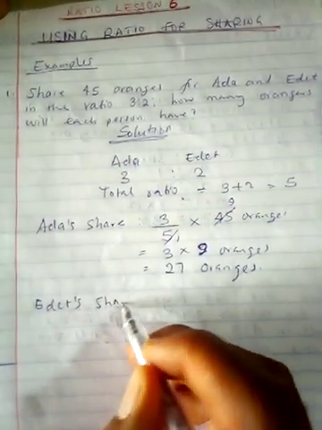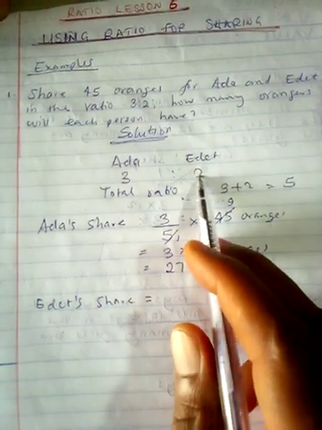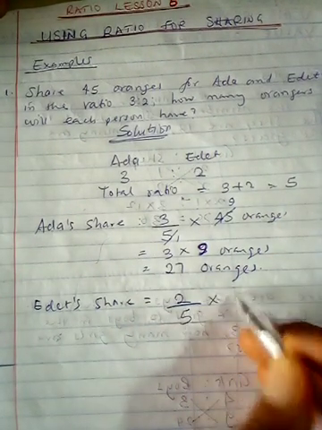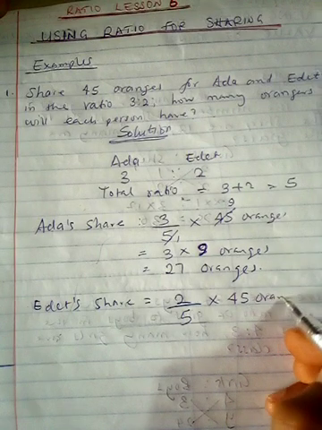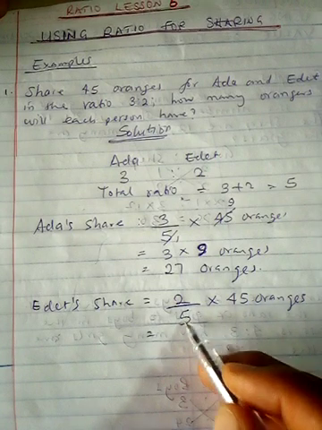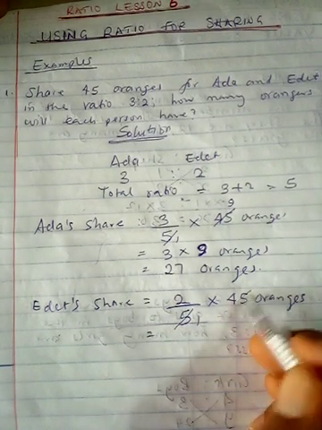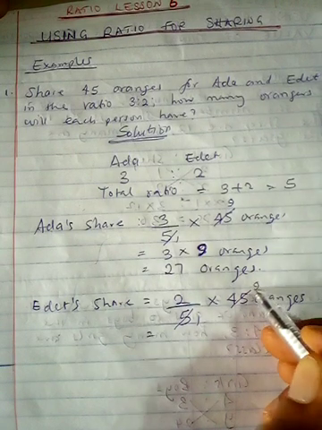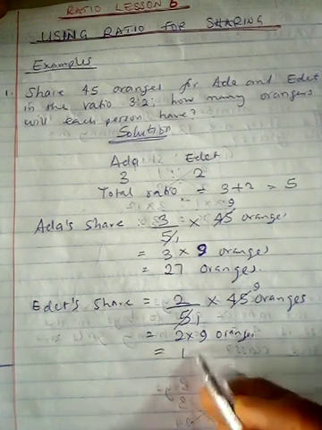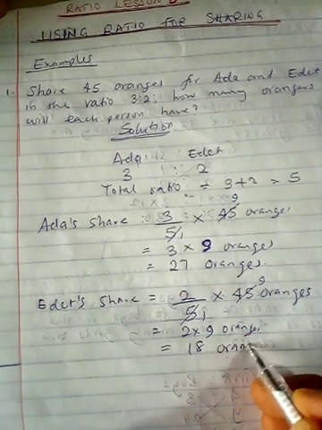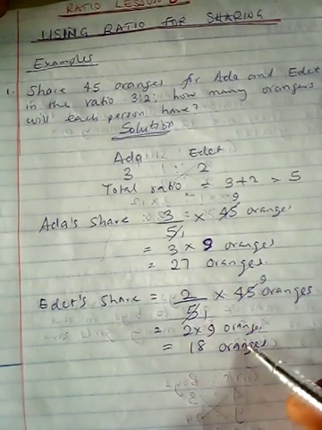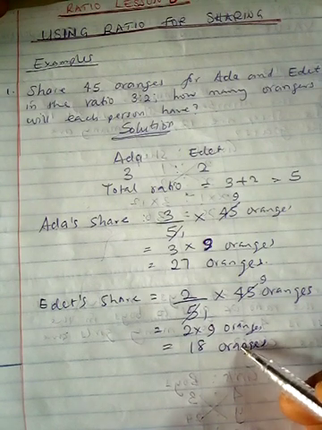Having done that, we are going to find Edet's share. You start with Edet's ratio, which is 2, over the total ratio, 5, multiplied by the quantity to be shared, which is 45 oranges. Now we simplify: 5 divided by 5 gives us 1, then 45 divided by 5 gives us 9. So we are left with 2 multiplied by 9 oranges, which gives us 18 oranges. So we have seen the share of each person: Ada is going to have 27 oranges, and Edet is going to have 18 oranges.